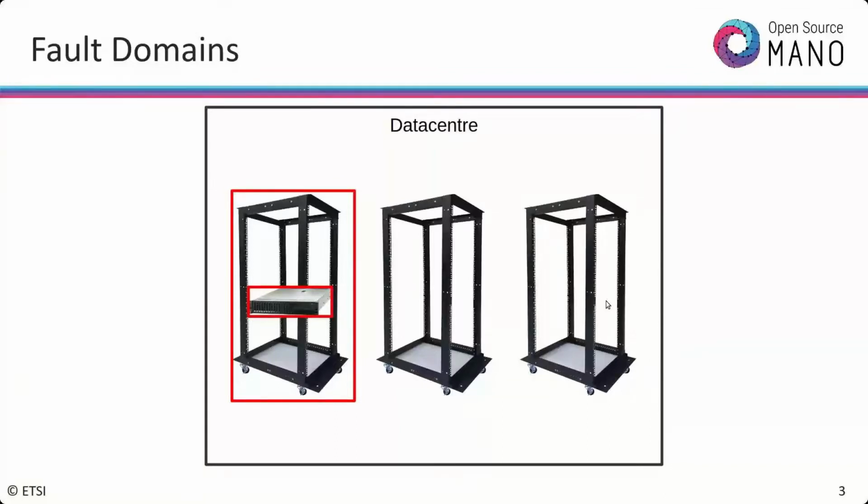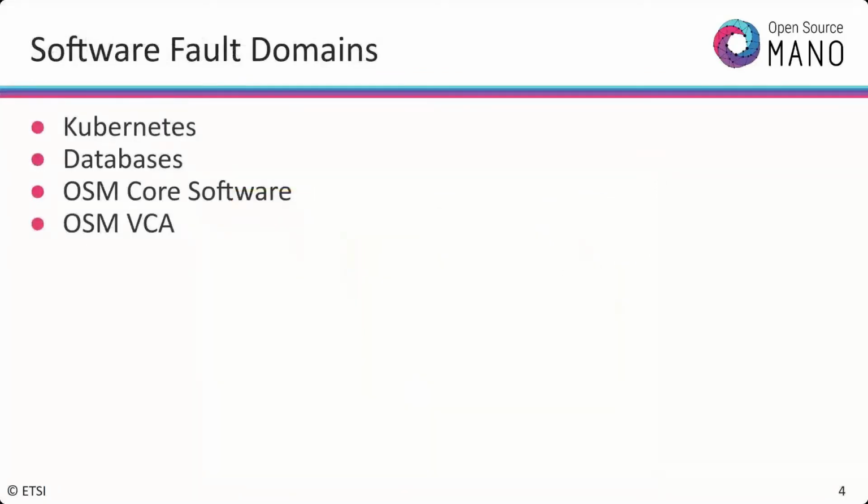But guess what? That data center itself is also a fault domain. We could lose the entire data center, in which case you would want to have another geo-replicated data center, perhaps in another physical location. And you get the idea. At the hardware level, there are multiple things that can be done for the fault domains. So we'll take a look at Kubernetes, databases, OSM software itself, and an additional component of OSM, the VNF configuration agent.